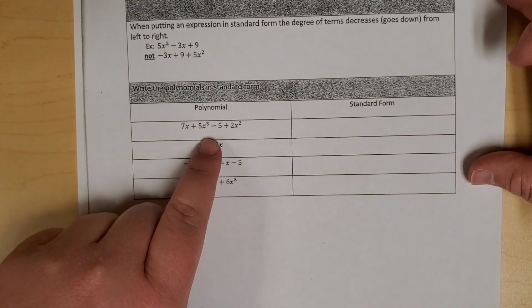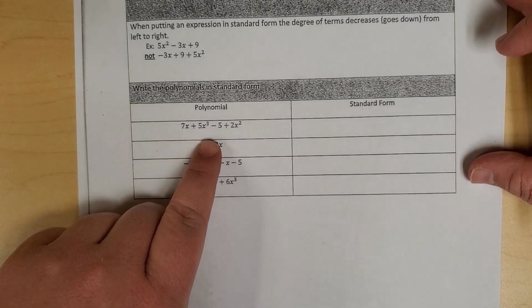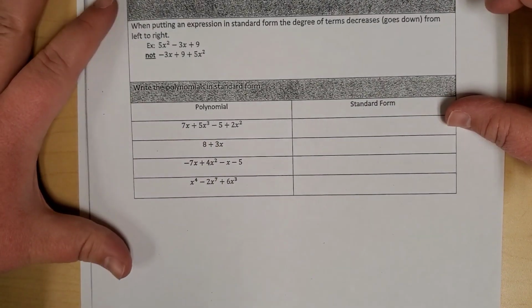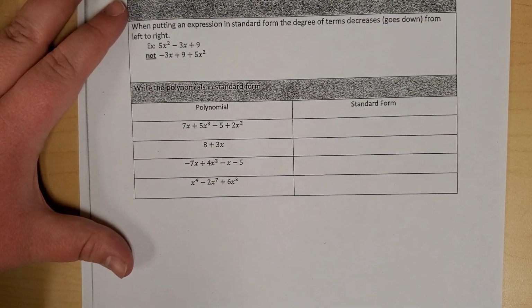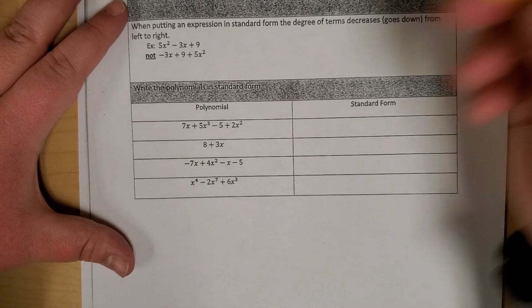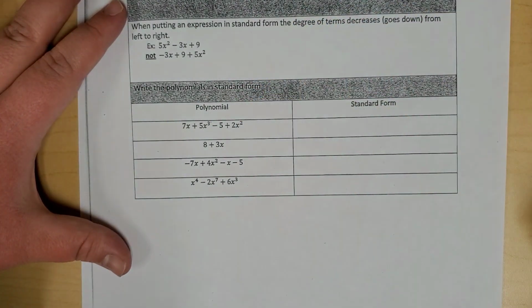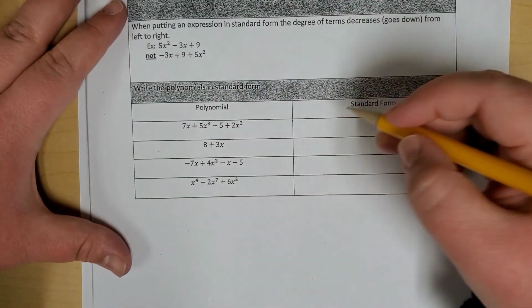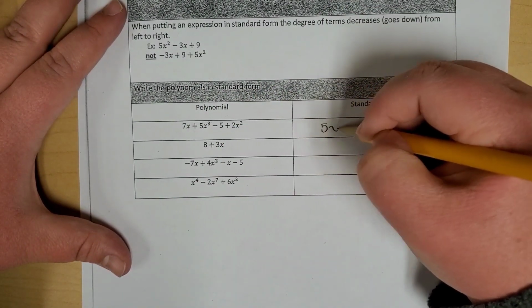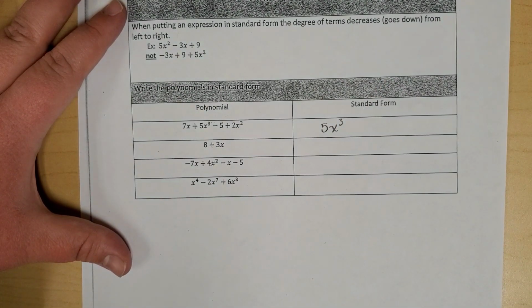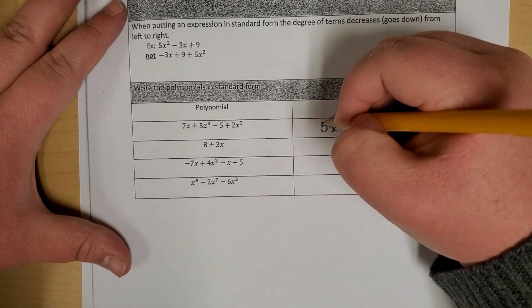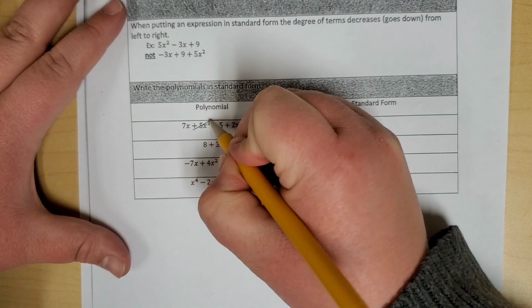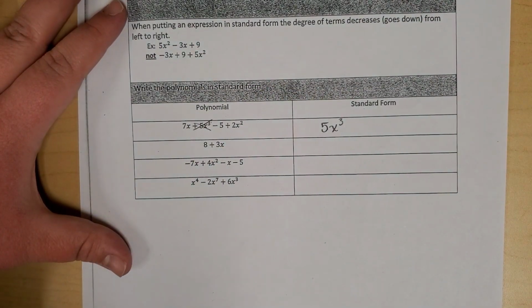If I have the polynomial 7x plus 5x cubed minus 5 plus 2x squared, all you want to do is take a look at the exponents. The biggest one I see is a 3, so that term is going to go first. Notice that there's a plus sign in front of that term, so it's going to stay positive, but since it's the first term, I don't actually put that plus sign in front. So I have 5x cubed first, so I took care of that. I like to cross them out as I go, but you don't have to.